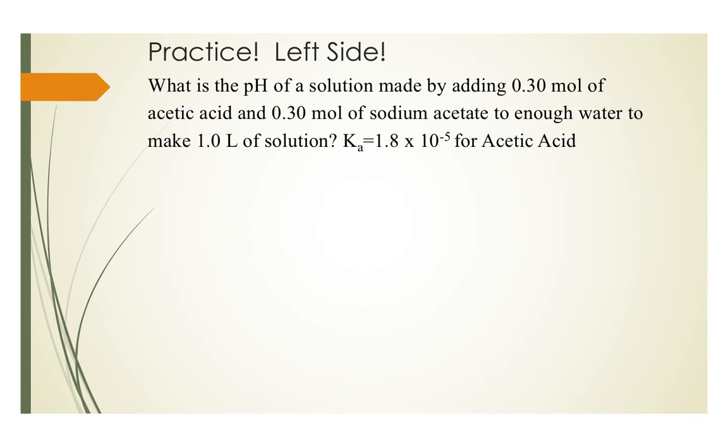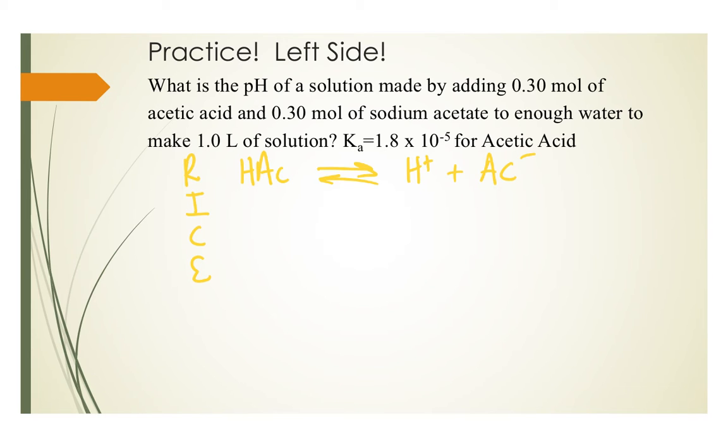So here's an example. What is the pH of a solution made by adding 0.3 moles of acetic acid and 0.3 moles of sodium acetate to enough water to make 1 liter of solution? Ka equals 1.8 times 10 to the negative fifth for acetic acid. We know that our acid-base reaction here is going to be acetic acid, which we'll abbreviate as HAc, going to H+ or H3O+ if you want to do that, plus Ac-, the acetate ion.